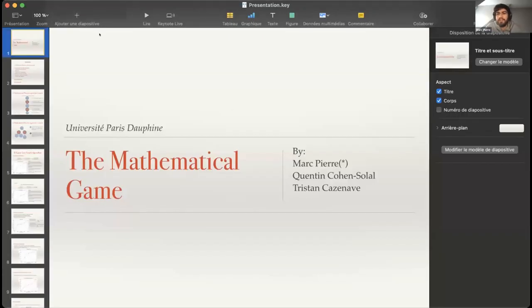Okay, thanks. Hello everyone, my name is Marc Pierre and I'm here to present you the paper The Mathematical Game, written by Quentin Cohen-Solal, Tristan Cazenave, and me. The main topic of this paper is tree search in a context of mathematical theorem proving. So tree search, especially Monte Carlo tree search, has been successfully applied in many games and problems. For example, AlphaGo, AlphaZero, and KataGo achieve superhuman performance.